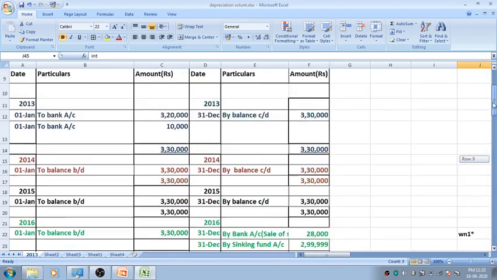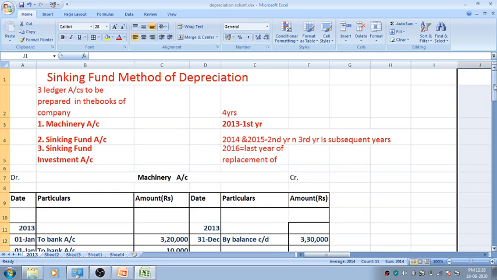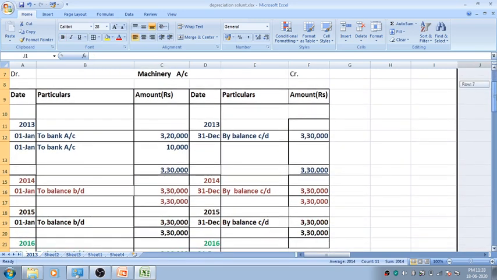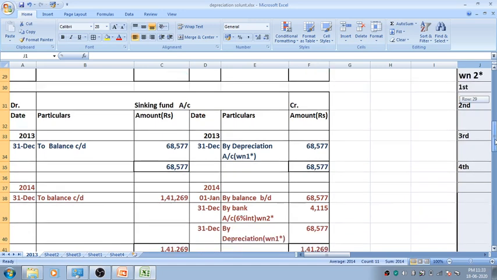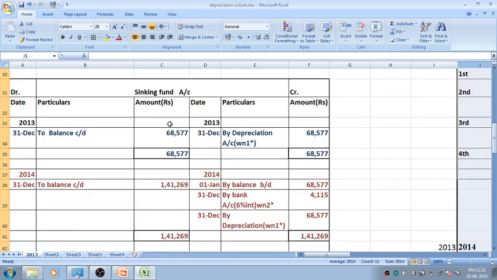Before going even for the journal entries, we will just open the ledger account balance for the next year. Next year is 2014. We open the account, we have already opened the machinery account 3,30,000. Then we open the sinking fund account, whatever is the balance closing, we open it on the 1st January, first day of the year, 68,577.